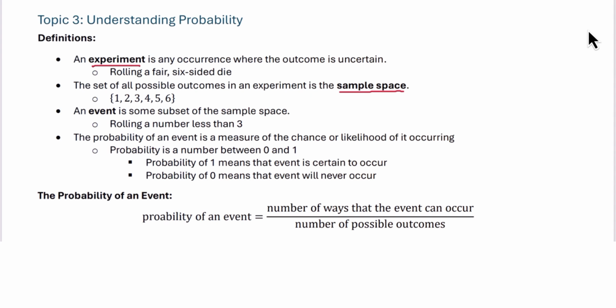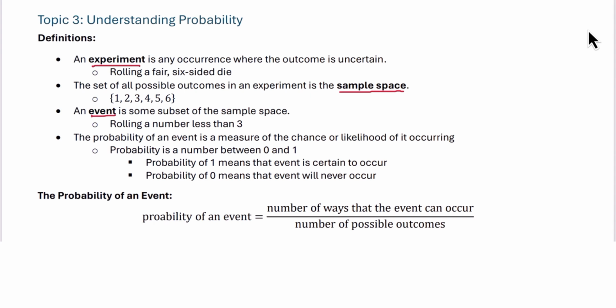The set of all possible outcomes for an experiment is the sample space. For example, rolling a six-sided die, the possible outcomes are 1, 2, 3, 4, 5, and 6. That is the sample space for rolling a die. An event is some subset of the sample space. For example, rolling a number less than 3.